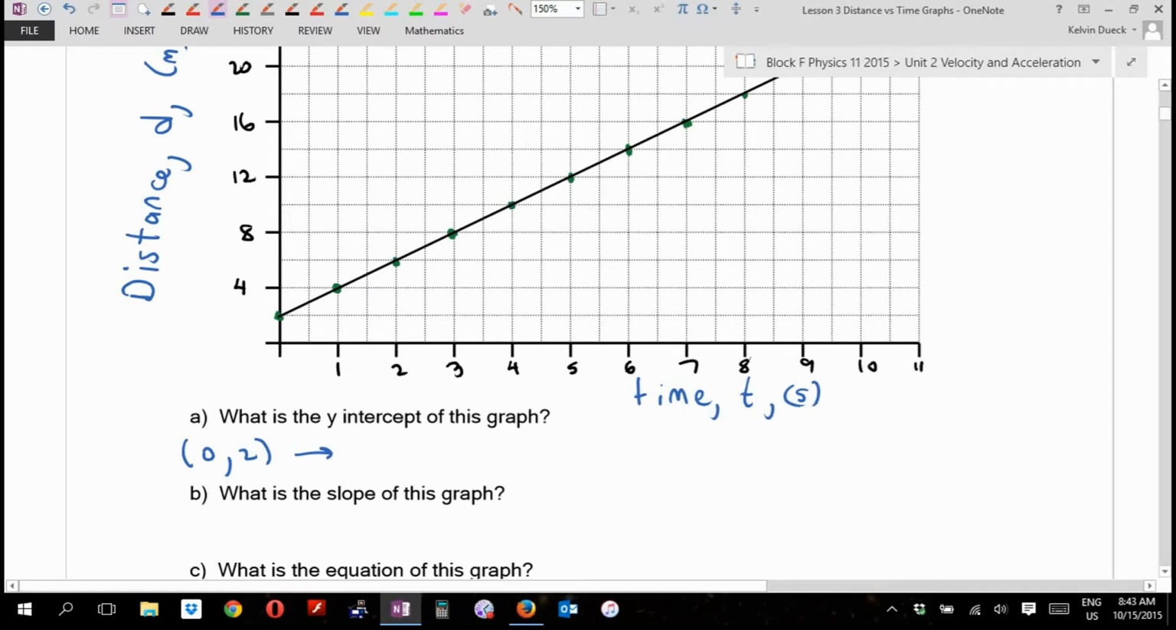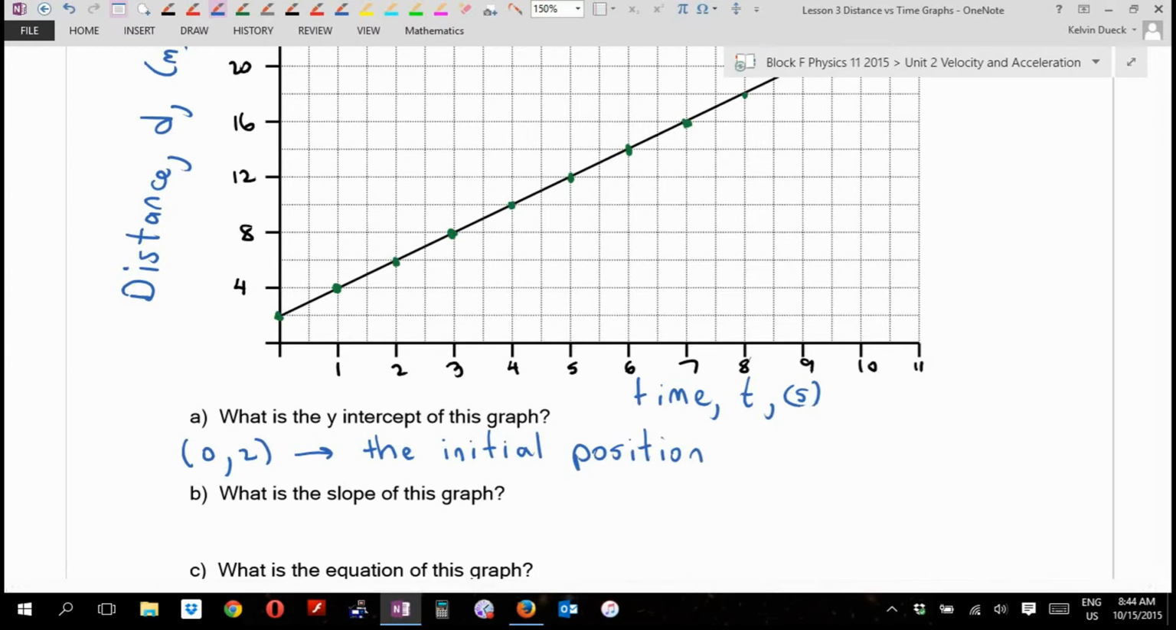I usually just like to think that it means I said go. They started walking away from me, and then I hit my stopwatch, but they'd already gotten, okay? So this is the initial position of the person.